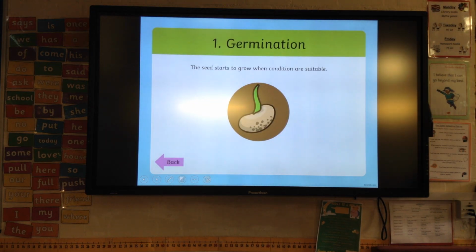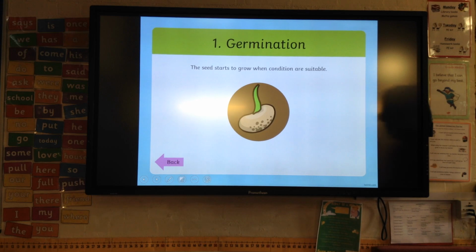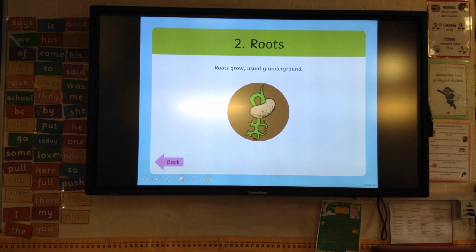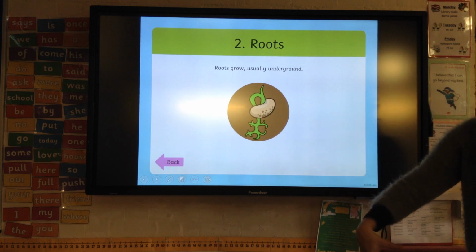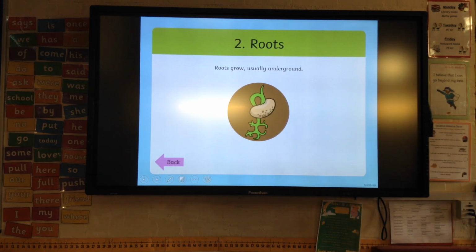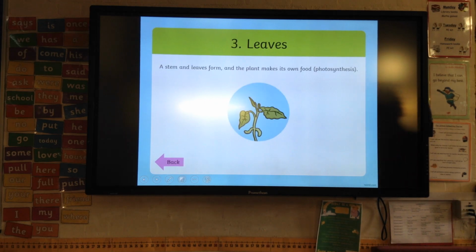So that talks about the germination. So that's the little shoot growing up. So the roots, and again the roots grow down under the ground unless the plant's having a little bit of a funny 5 minutes. They do every now and again come the wrong way, but they are meant to go down into the ground. So leaves.